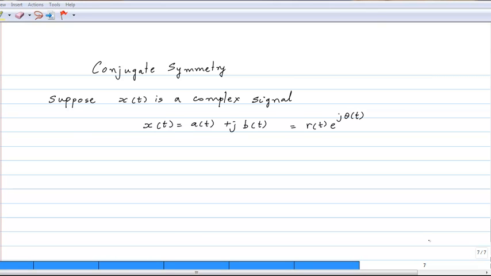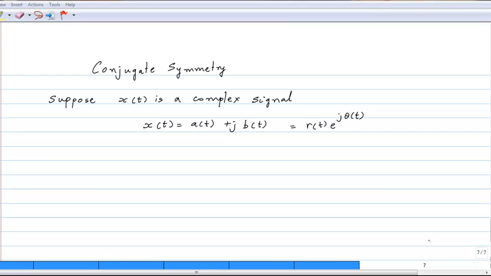In the last couple of videos, we looked at what it means for a real signal x of t to be even or odd. Now, there is a similar notion of symmetry when x of t is a complex signal, and we call such a notion conjugate symmetry. So, let's say x of t is a complex signal, and in Cartesian form it's given as a of t plus j times b of t, where a of t and b of t are the real and imaginary parts. Or in polar form, let's say it's given as r of t times e raised to j times theta of t.